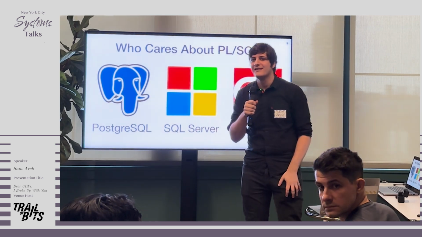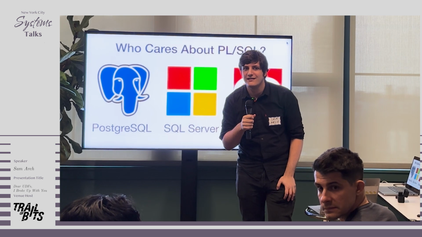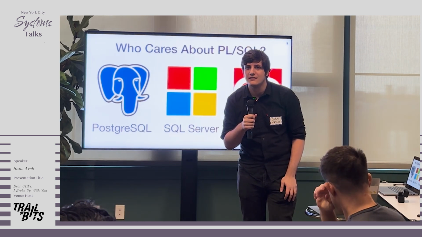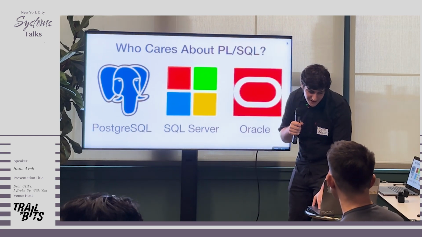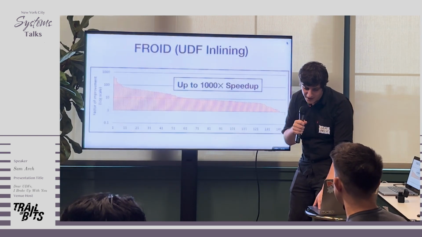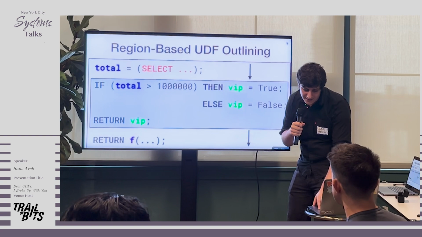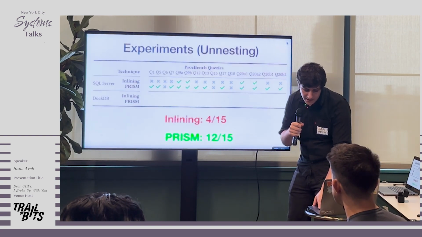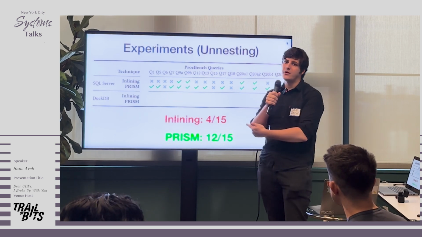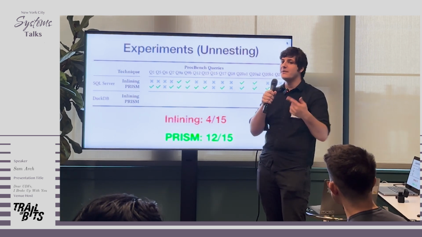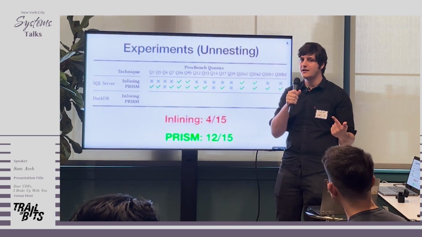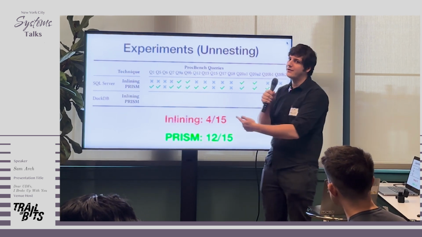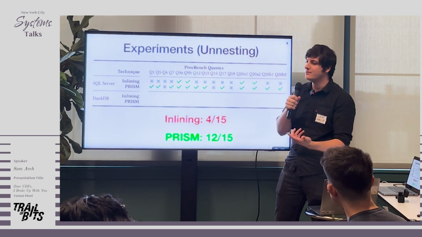For the queries that you listed in the paper that weren't able to be optimized by PRISM, what are some of the problems that you saw? So I think the question was, in this part at the end with the experiments, there are still 3 out of 15 queries that couldn't be unnested after you do PRISM. What's going on with these 3 queries? Why couldn't these be optimized by SQL Server?